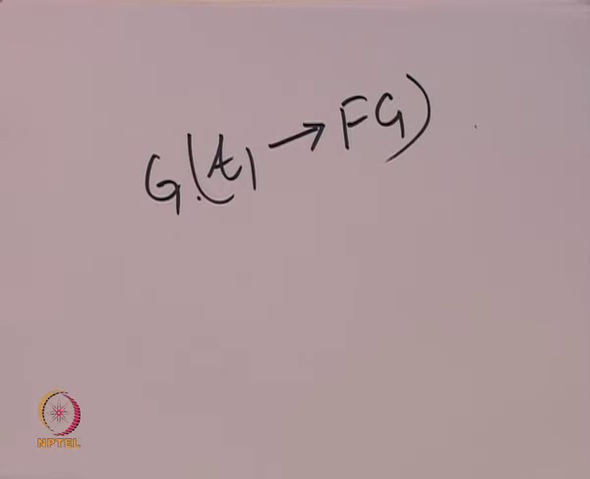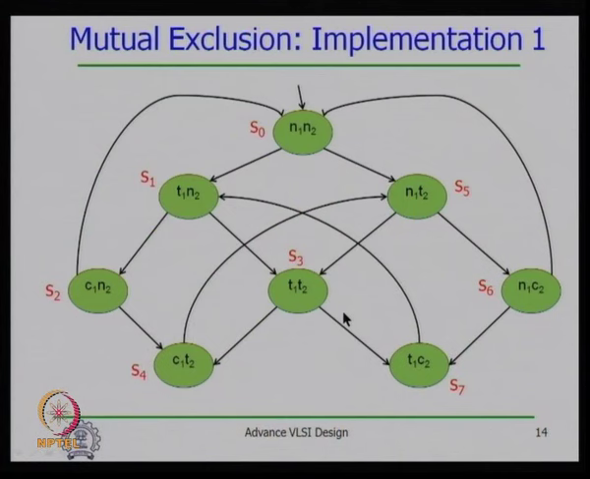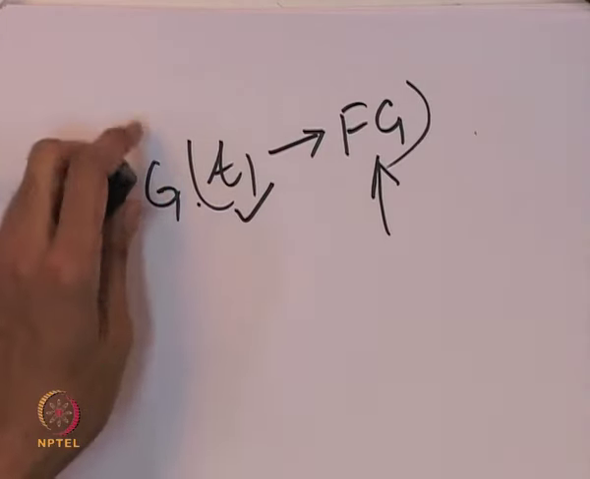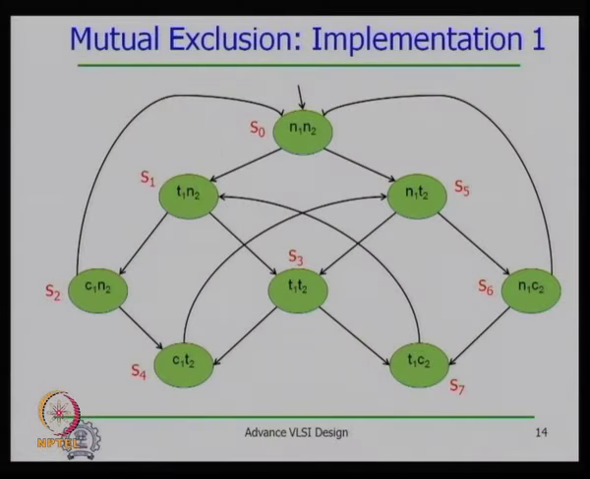So, that means after T1, somewhere in the future you should get C1, right. Now, if in this transition diagram you look at a path S0, S1, S3, S7, what are you getting? Here N1, N2, here you will get T1. So now T1 is true. Now, you can reason about eventually C1 once T1 holds good. After that, somewhere in the future C1 should hold good. So from T1, if I look at this one, here you will get C1.